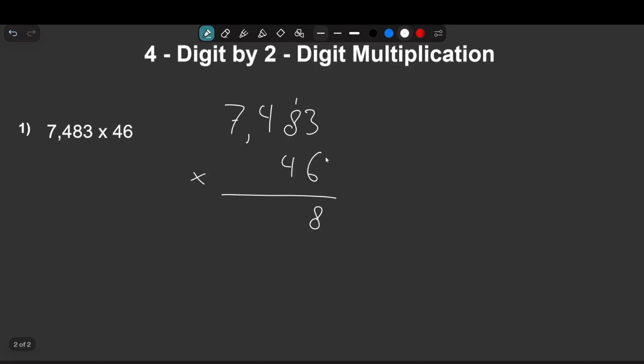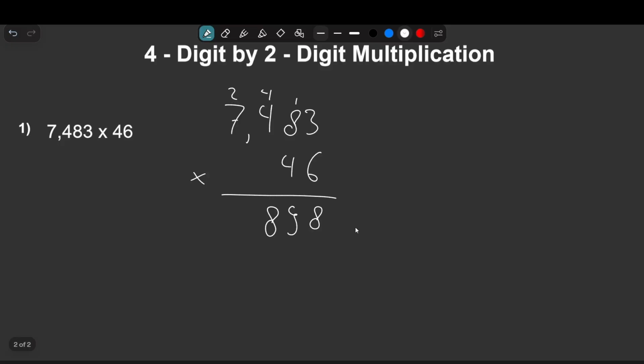Now we're going to do 6 times 8. 6 times 8 equals 48. And we're going to add the 1 so we get 49. So we're going to write down the 9 and carry over the 4. Now we're going to do 6 times 4. 6 times 4 equals 24 plus 4 equals 28. So we're going to write the 8 down here and carry over the 2.